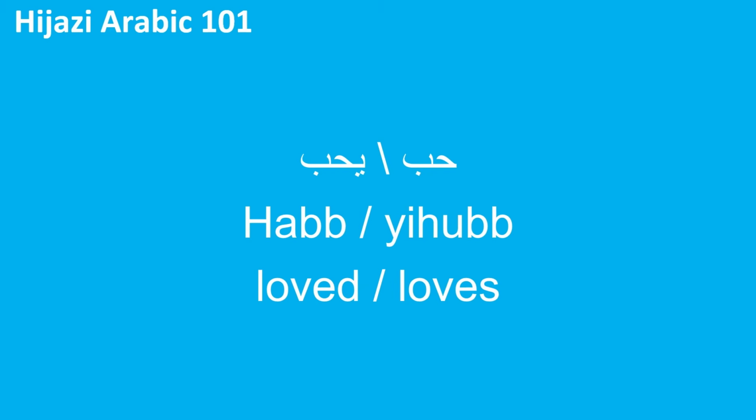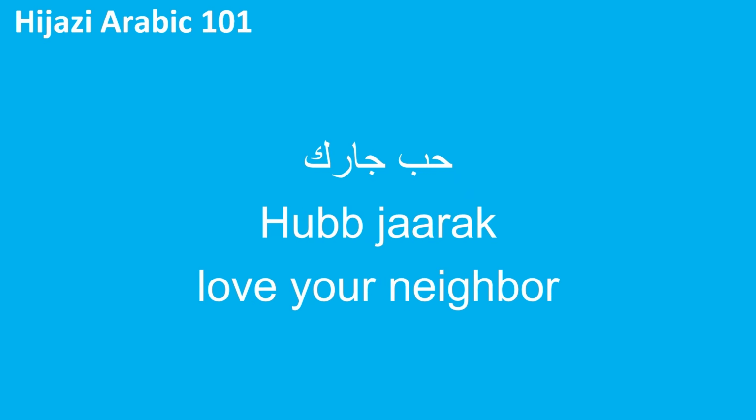Another verb, حب, يحب. This is the verb to love. So again, we take the present tense form, we remove the ye from the beginning, so we get حب, love as an imperative. For example, حب جارك, love your neighbor. جار is neighbor and جارك is your neighbor.